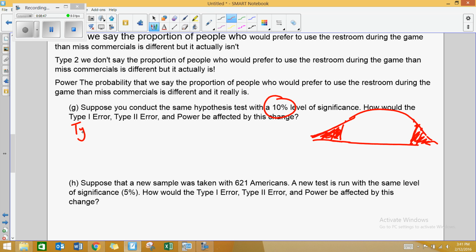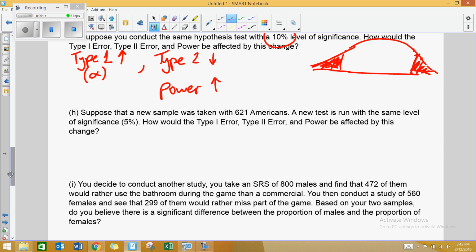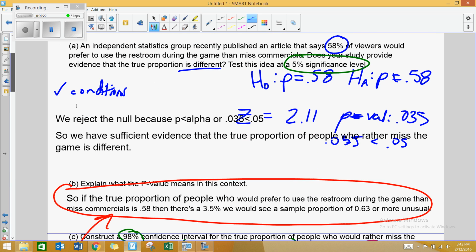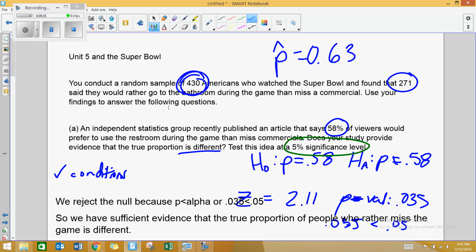So type 1 goes up. Type 1 is alpha. So whatever alpha does, type 1 does the same. So type 1 goes up, alpha goes up, or vice versa. Okay, type 2, we're going to see that go down. And power, anytime type 2 goes down, power goes up. These two are inversely related, and we'll see that in this next part. So part H, if we take a sample of 621 Americans, so now our original sample size was 430.